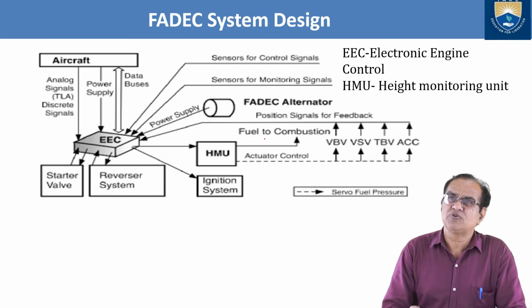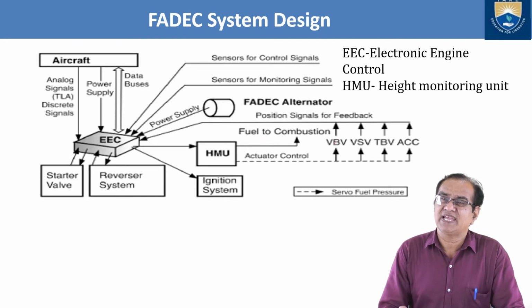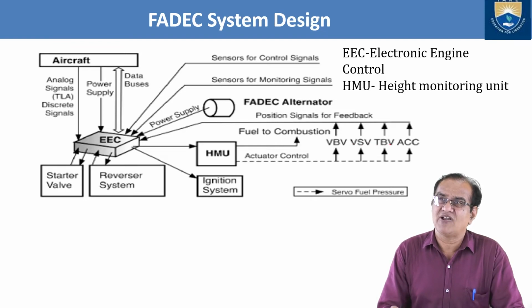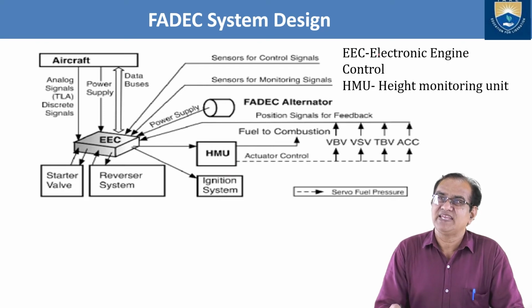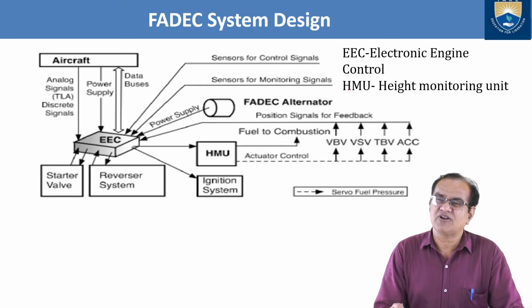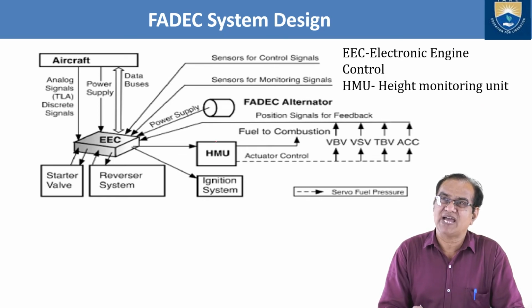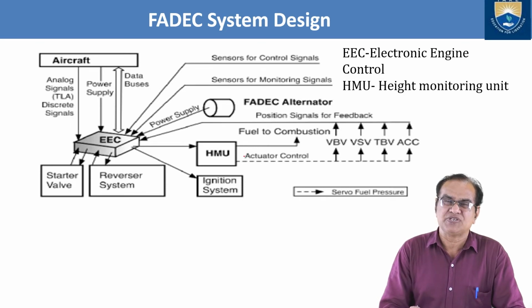Here, fuel to the combustion is taken as per the VBV, VSV. These are the bleed valves and other valves. Just now I have explained. And here is the ignition system. Here EEC is the electronic engine control and HMU is the hydromechanical unit. So this HMU depends upon the pressure and temperature of the system. It will work.